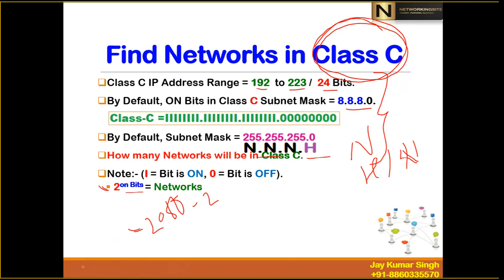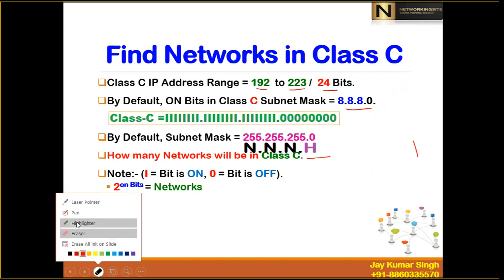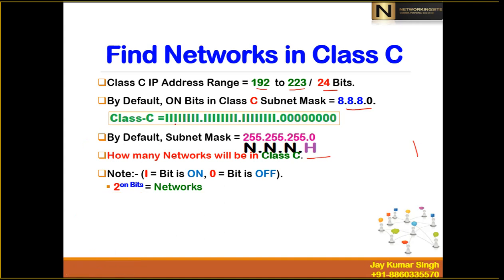Okay, let's match. If you're done, then 2 to the power of on bits, right? I already told you that the IP address octets work separately, so the calculation will also be separate. How many on bits are there? 7, 7, 7. Yes, very good. So total 21. So 2 to the power 21.